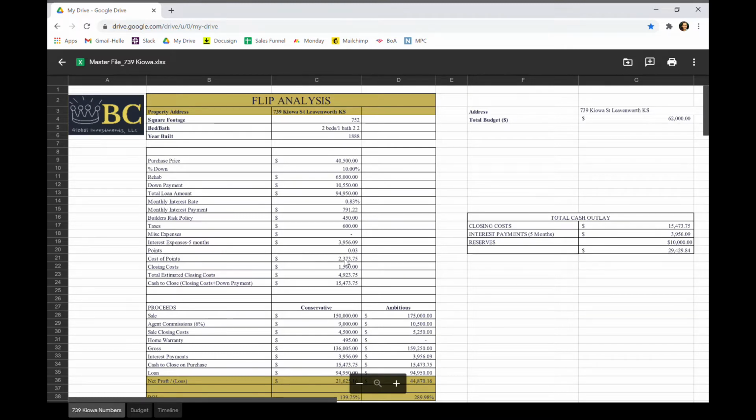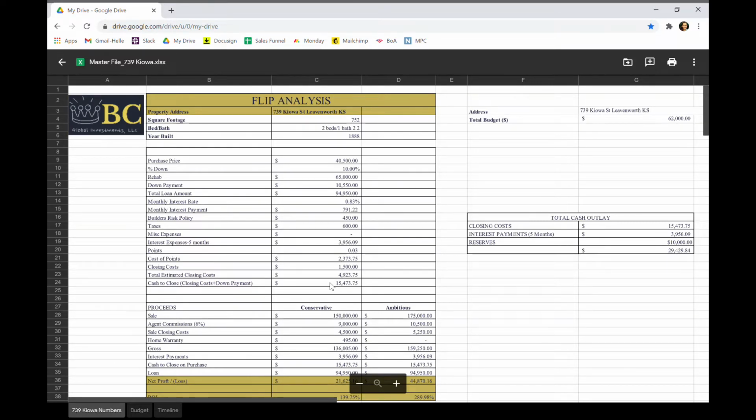And again, it's 3% of this loan amount right here, $94,950. We're anticipating $1,500 in closing costs, so that's to do all the legal fees and the title searches and actually do the transaction. So all of those together, the cost of the points and the closing costs, the taxes and the builder's risk policy will come out to $4,923. And once you add that to your down payment, which is up here, $10,550, you are looking at $15,473 total to bring to closing.